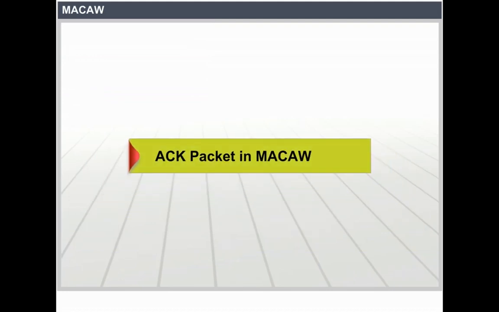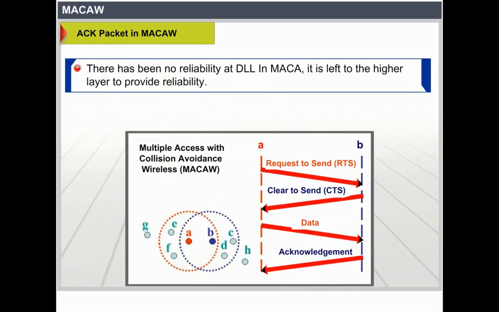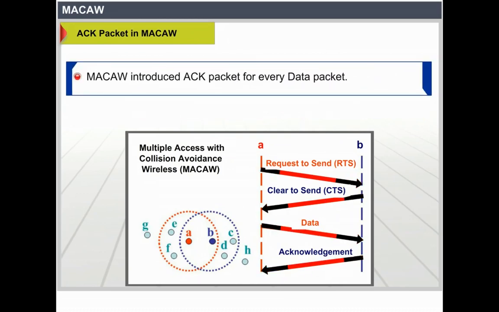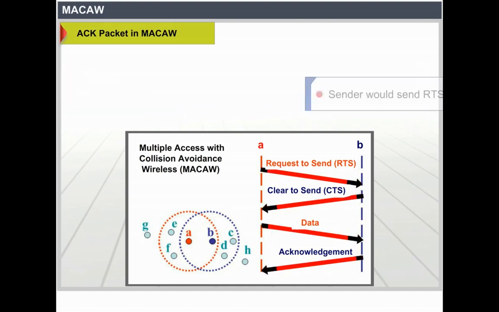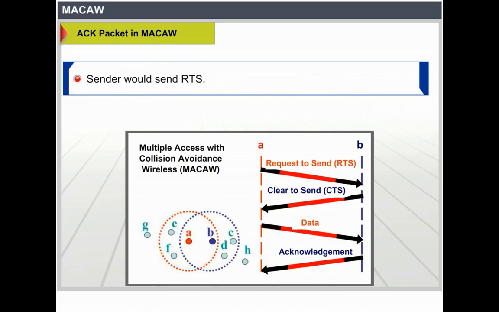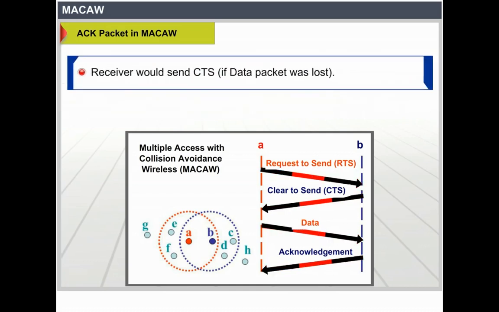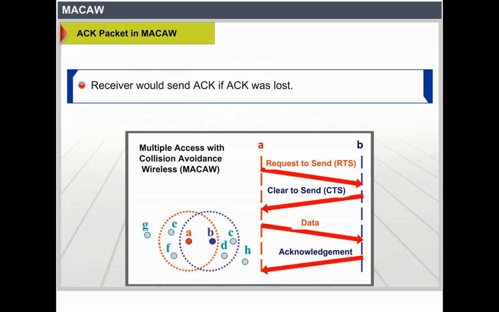ACK packet in MACAW. In MACA, there was no reliability at the DLL. It was left to the higher layer to provide reliability. MACAW introduced an ACK packet for every data packet. If the ACK is not received, the sender reschedules the data packet for transmission. The sender would send RTS, and the receiver would send CTS if the data packet was lost. The receiver would send ACK if the ACK was lost.